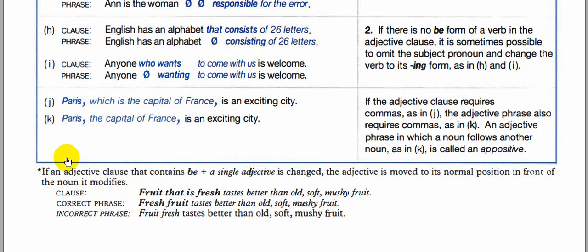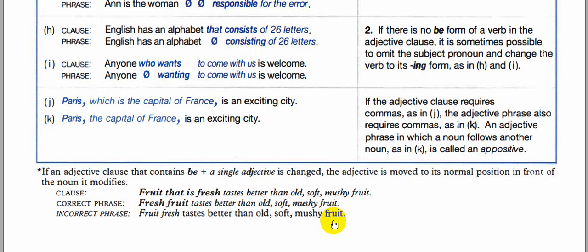تمام. في نقطة هنا أعتقد بأنها مهمة لكم في المستقبل وهي شوفوا الجمل اللي زي هذه fruit that is fresh tastes better than old soft mushy fruit. وين المين كلوز؟ المين كلوز fruit tastes better than old soft mushy fruit. Where is the adjective clause? The adjective clause that is fresh. طب بدي أعمل لها reduction. حذفت that وحذفت is بس يعني حقول زي ما هنا عاملين incorrect phrase حقول fruit وخلي fresh زي ما هي fruit fresh tastes better than all soft mushy fruit.